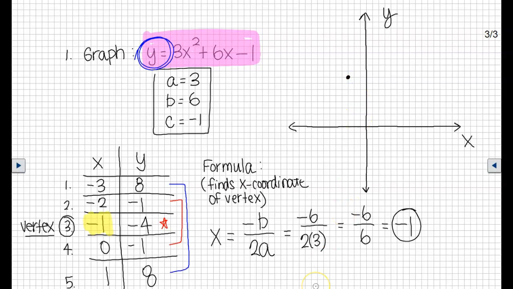So there's -3, 8. -2, -1, we'll go to the left 2 on the x-axis and then down 1 on the y-axis. Here comes our vertex, -1, -4. We go to the left 1 on the x-axis and then down 1, 2, 3, 4 on our y-axis. 0, -1. We're at 0 on the x and then we'll go down 1 on the y. So notice how those 2 points are mirror images of each other. And then 1, 8, we'll go to the right 1 and up 1, 2, 3, 4, 5, 6, 7, 8.